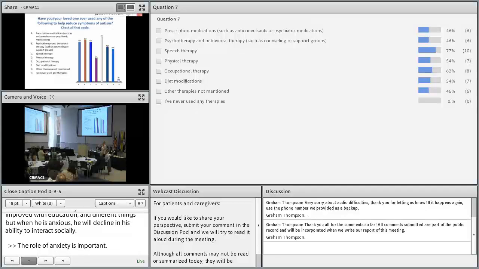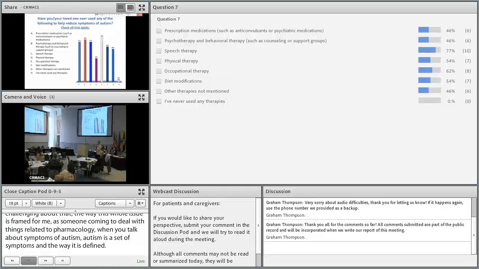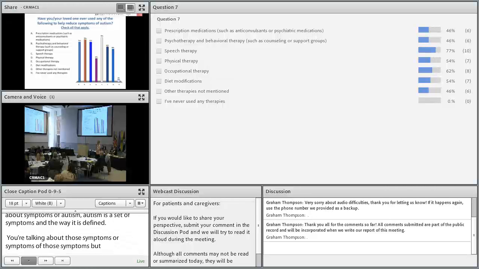So, this is a slightly challenging topic, but when you're talking about using medication to treat symptoms of autism, there's something really challenging about the way this whole issue is framed for me, as someone dealing with things that relate to potential pharmacology. When you're talking about symptoms of autism, autism is really a set of symptoms in the way it's defined. So you're talking about either those symptoms or symptoms of those symptoms, but the other way to think about it is that all the things that define autism are symptoms of a neurodevelopmental difference.